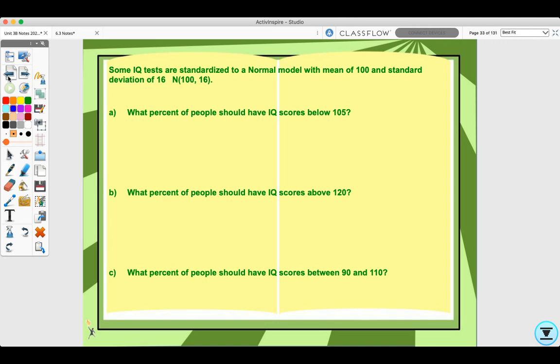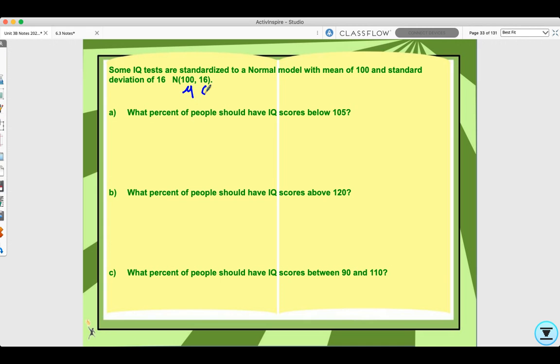Some IQ tests are standardized to a normal model with mean of 100 and standard deviation of 16. And that is denoted by N and then the parentheses 100, 16, with this being your mean and this being your standard deviation. And we went over that in the notes. So A, what percent of people should have IQ scores below 105? The first thing that we want to do is draw a picture of this.